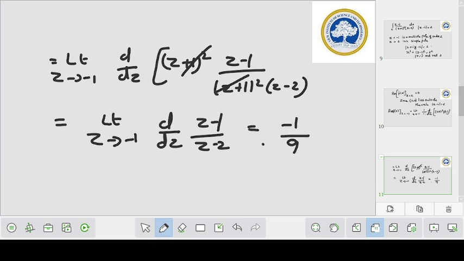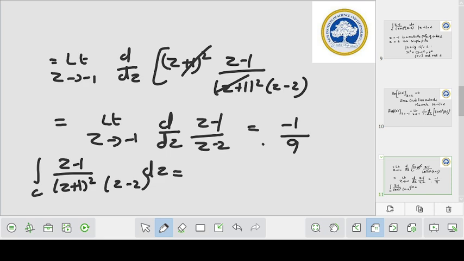Next apply the Cauchy residue theorem. By applying the Cauchy residue theorem, that is 2 pi i into the sum of the residues, you will have 2 pi i into minus 1 by 9, which is minus 2 pi i by 9. So this is how you apply the Cauchy residue theorem. Thank you, students.